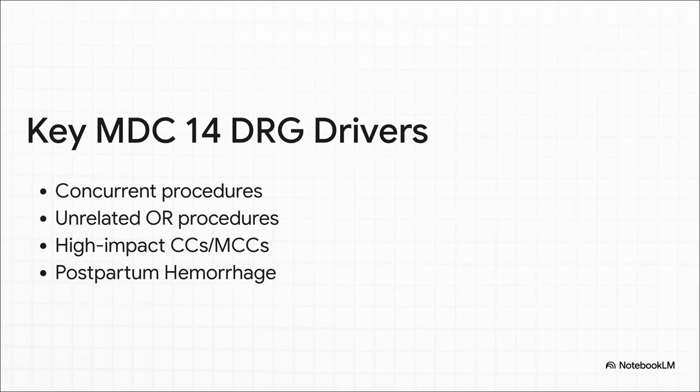Beyond those basics, what really drives the reimbursement tier up in MDC 14? Concurrent procedures are a huge one. If a patient has a tubal ligation concurrent with their delivery or some unrelated OR procedure, the DRG weight shifts upward. Then, of course, we have high-impact complications and comorbidities, our CCs and MCCs. Conditions like severe preeclampsia or postpartum hemorrhage, maybe requiring a Bakri balloon for control, drastically shift the reimbursement tier. As a coder, you must meticulously scan those operative notes and provider charts for these exact details to make sure the true complexity of care is captured.